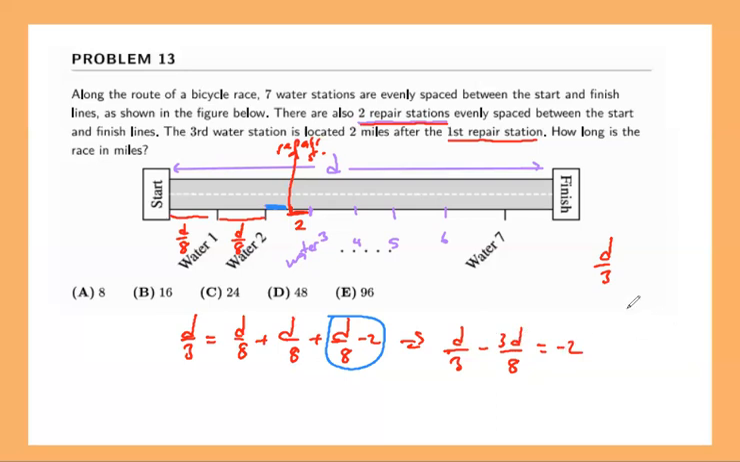8 minus 9 is -D over 24 equals -2. Multiply both sides by -24, so D is 48. And then we were looking for that distance, so that is our final answer.